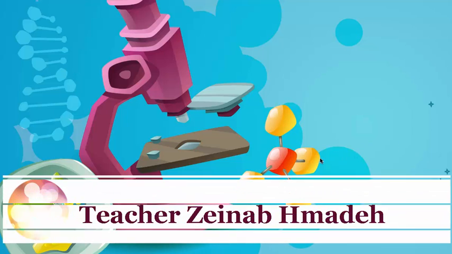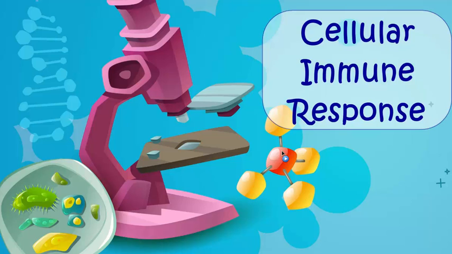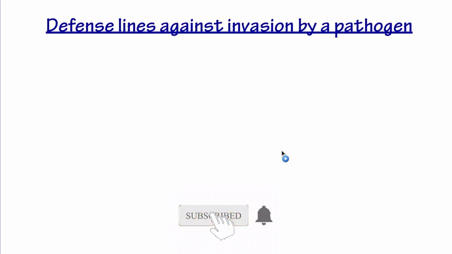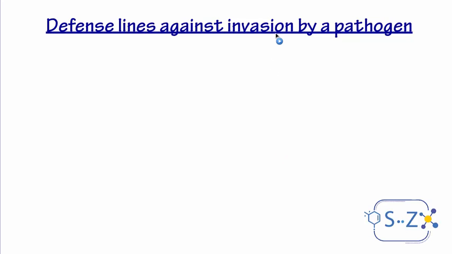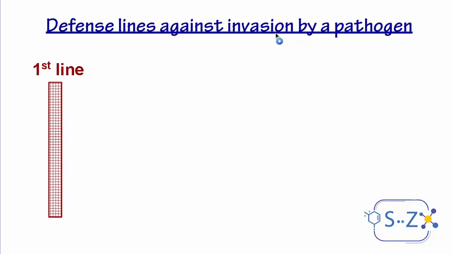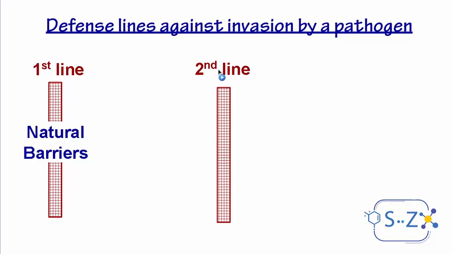Today's lesson is about one type of specific immune response, which is cellular immune response. If we want to summarize the defense lines against invasion by the pathogen, or understand them more, we can say that they are like walls. The first line of defense against pathogens is the natural barriers, which we talked about earlier in another video, and then we have the second line, which is the inflammatory response or the non-specific immune response. So the pathogen has to cross these walls every time it wants to enter the body.